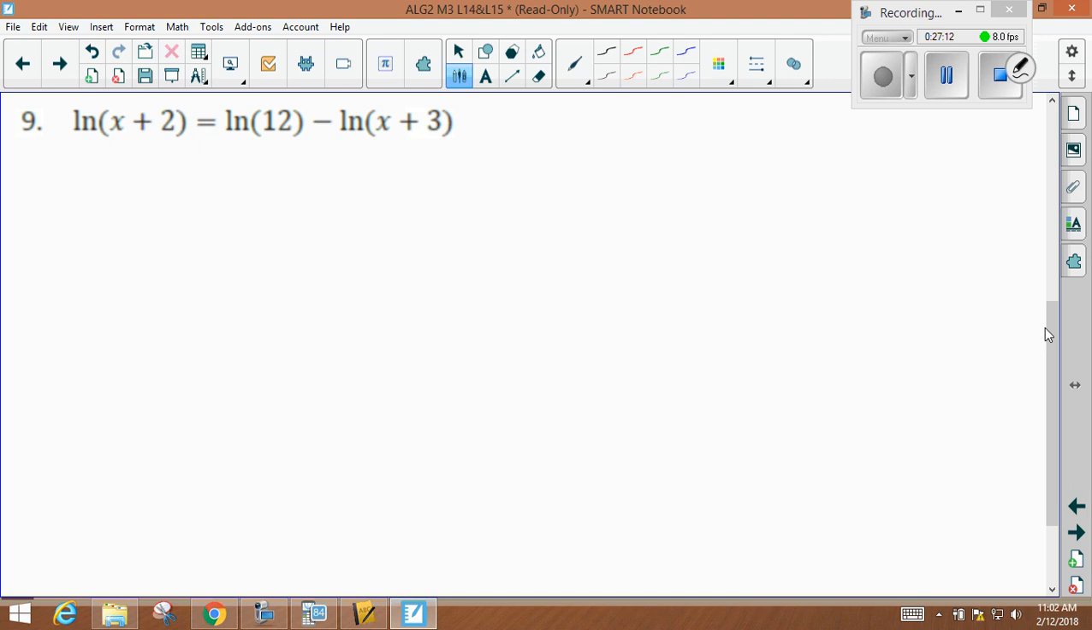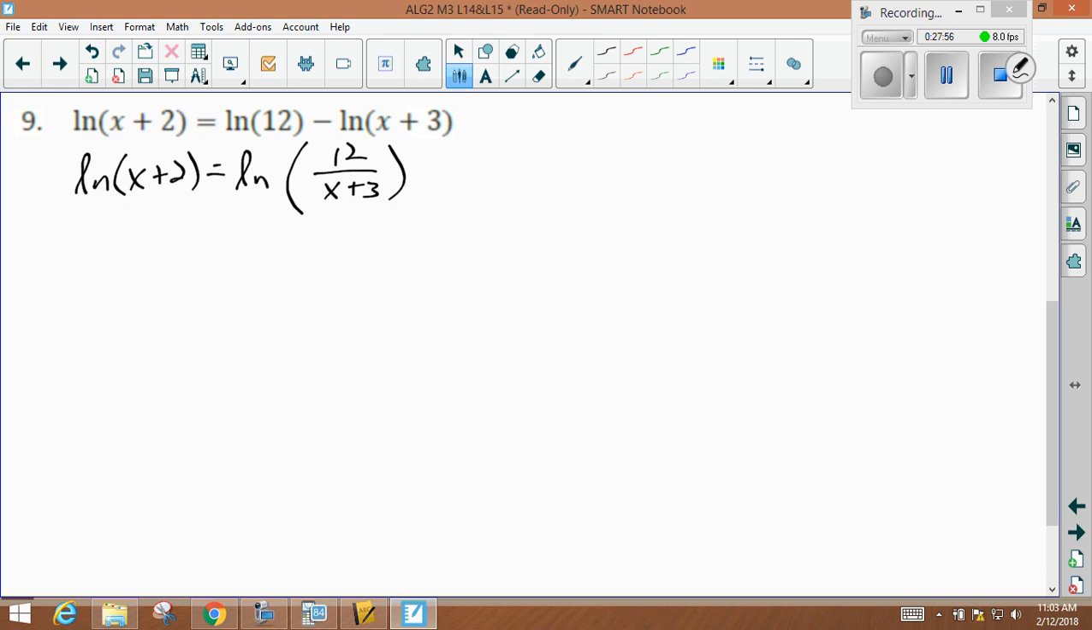With this one, I have no number in there, so it looks like this is the case where I have a logarithm on one side equal to a logarithm on the other side. First thing I need to do is make this stuff on the right-hand side into a single logarithm. So I will go ahead and make it a quotient. I could have added the natural log of x plus 3 on both sides. We get the same answer.